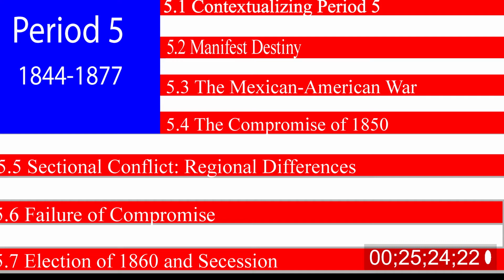The failure of compromise. So the Dred Scott decision passed by the Supreme Court basically said slaves are slaves everywhere, regardless of freedom laws in the North or the West. Popular sovereignty was passed under the Kansas-Nebraska Act, and it basically said each state should have a public vote to decide if it has slavery. And so, a lot of politicians got so upset they founded the Republican Party, which was opposed to slavery.